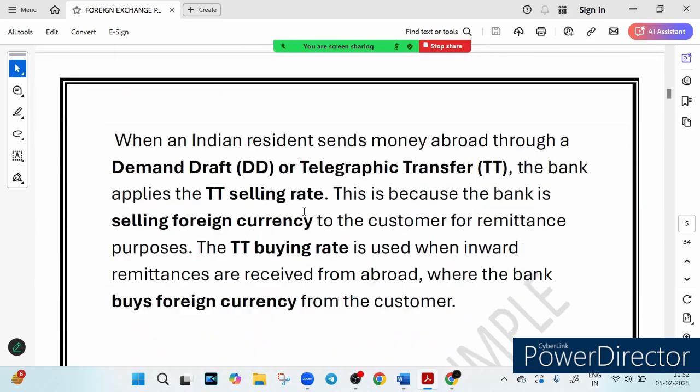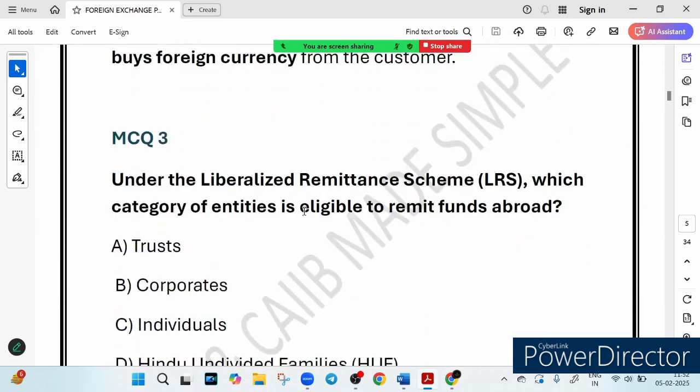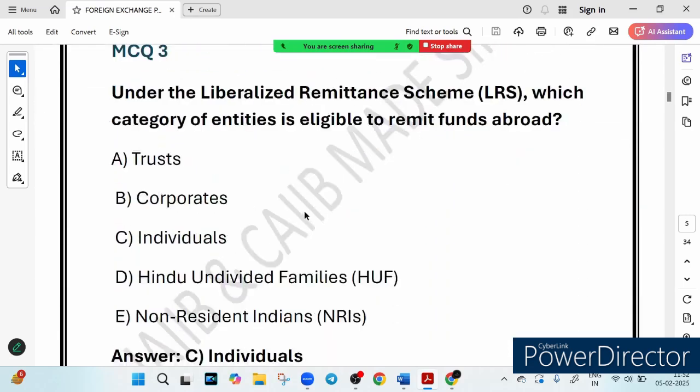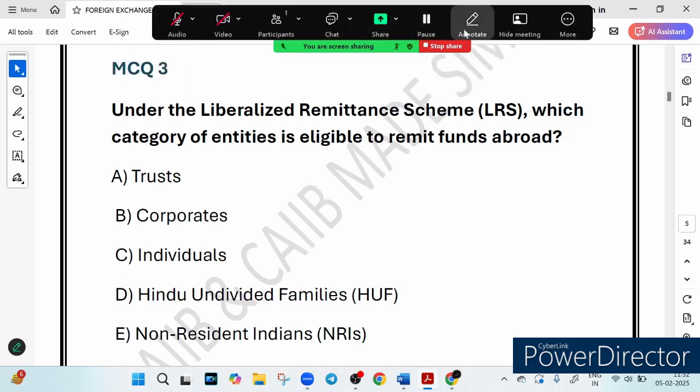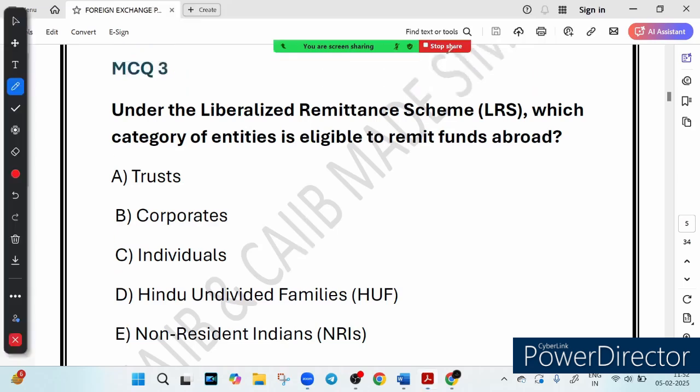Before that, let me ask you one more question here. First of all, try this question. I will move to that question later. Under the Liberalized Remittance Scheme, LRS, which category of entities is eligible to remit funds abroad? Very nice question it is. So this is about the Liberalized Remittance Scheme. The options are: trust, corporate, individual, HUF, NRI. Please think of the answer in your mind, and now let me explain.